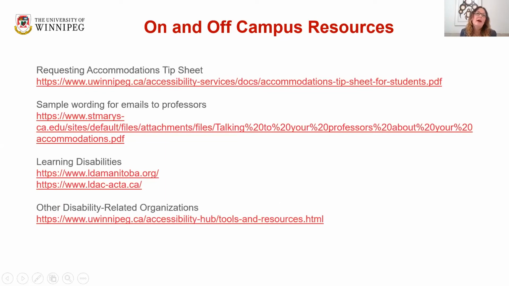There's also a tip sheet that Accessibility Service has created with regard to requesting accommodation. I've included a link there, and that's on their website, and it gives you some suggestions for requesting accommodations and having those addressed. I was also able to find some sample wordings for emails to professors. I know for some students, they're not sure how to start the conversation, or they might be concerned about bringing concerns to professors, or about disclosing information to professors.